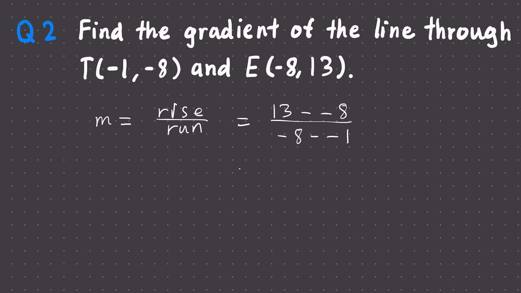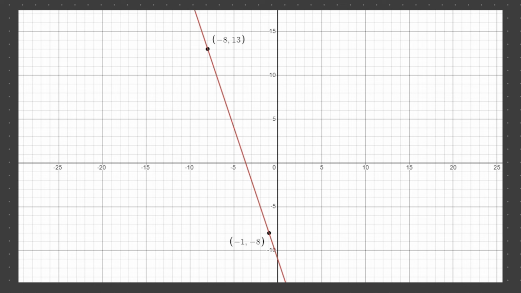And of course, double negative becomes positive, so that's going to be 13 plus 8 and then minus 8 plus 1. So this becomes 21 over minus 7, which is going to be minus 3. And this does make sense as well because in this graph here, the gradient is negative and it's fairly steep, and this stays consistent with the fact that the gradient equals minus 3.